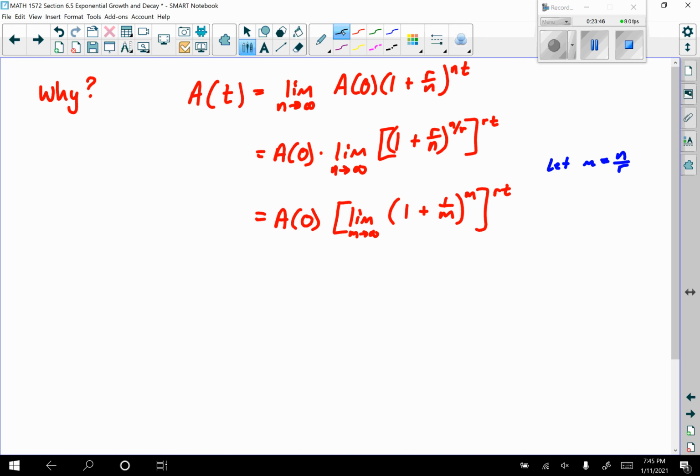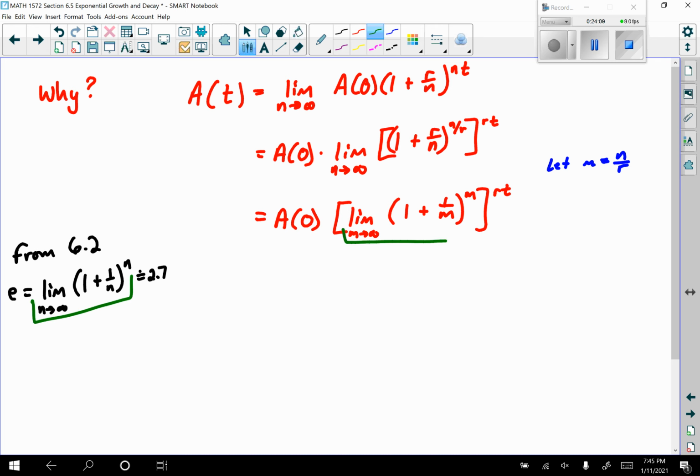Now the reason I did this, we're going to go back to a previous section. From section 6.2, I introduced e. One way to write e was the limit as n goes to infinity of 1 plus 1 over n to the nth power. That was approximately that 2.7 number. Well, if you look closely at everything that's here, that looks like this part. This is the limit as something is going to infinity, and then it's 1 plus 1 over m, so the m matches this m, which matches that m, and that's e. So then this becomes our initial amount times e to the rt. Nice little proof there.